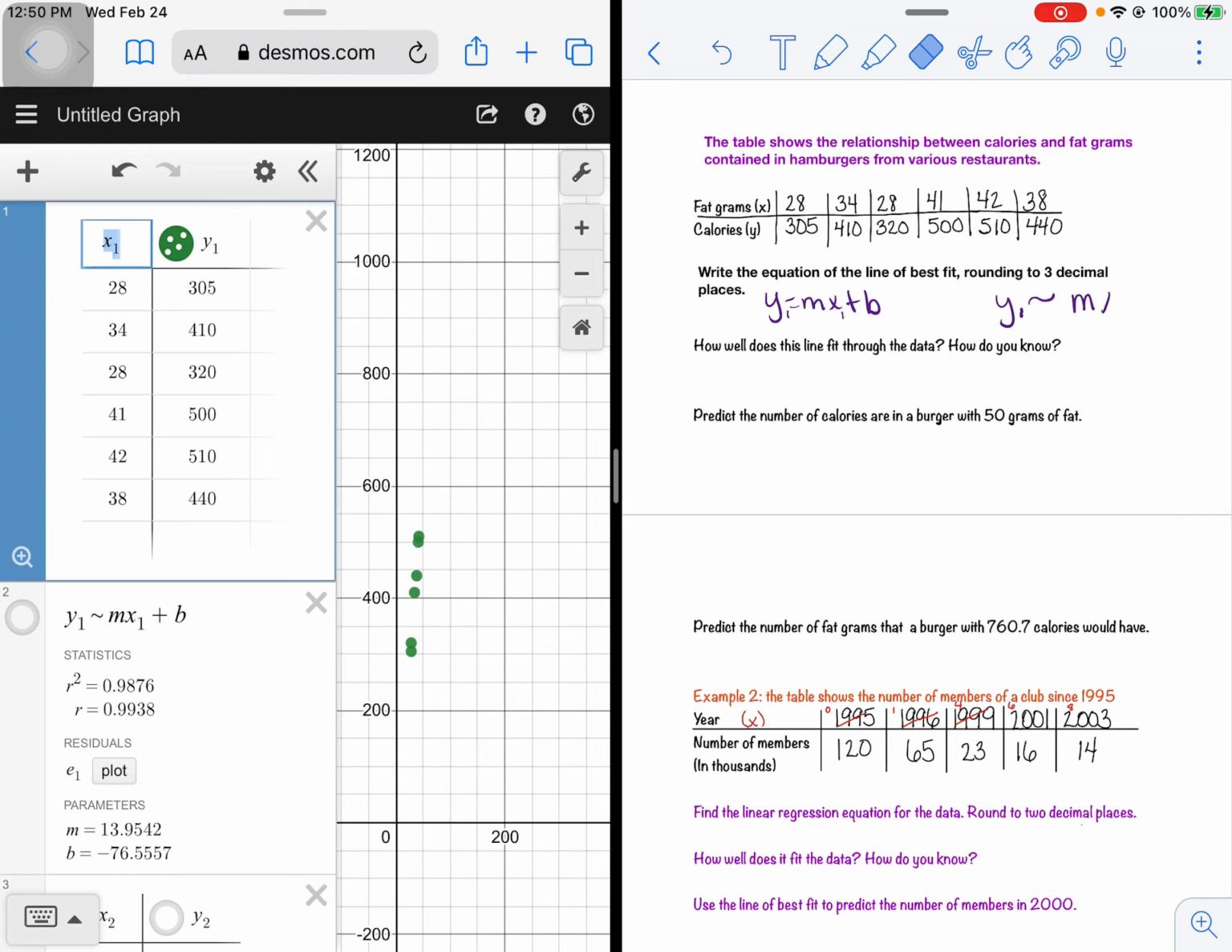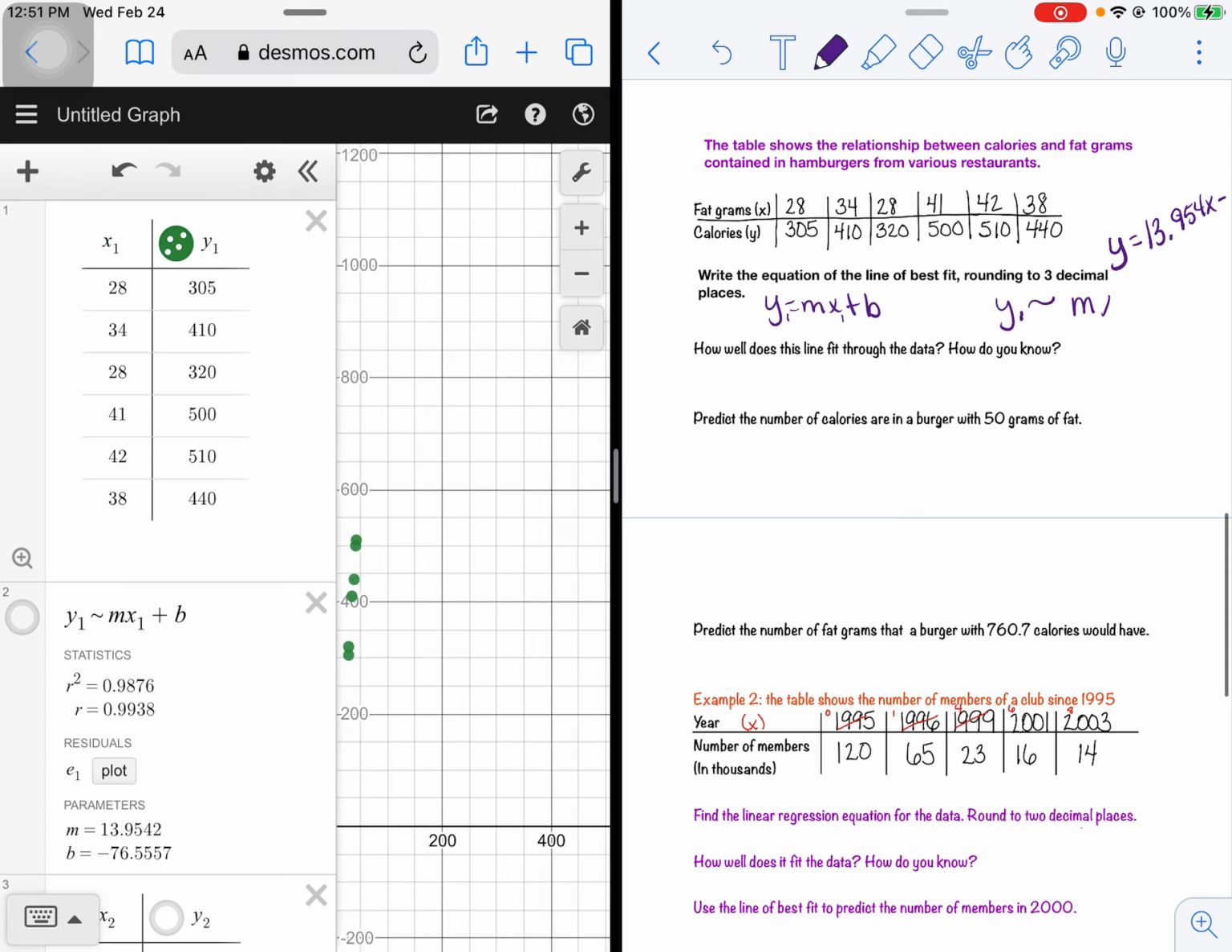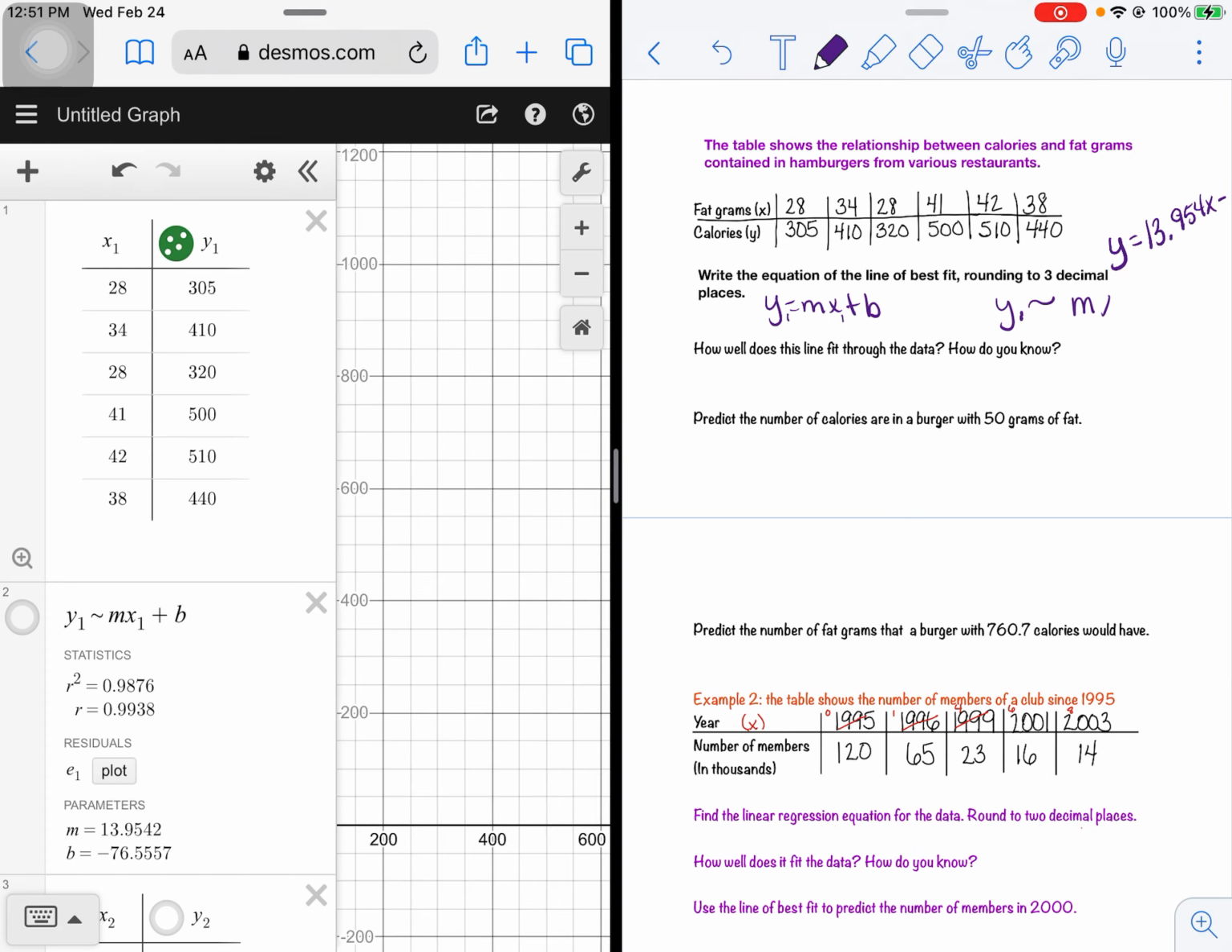All right, I'll just write over to the side. I'm not having a whole lot of luck with my erasing here. So I'm going to have y equals, look at my m, 13 point, and it says 3 decimal places, so I'm going to round to 13.954 x, that's my slope, and then my b is negative 76.556. That would be my equation.